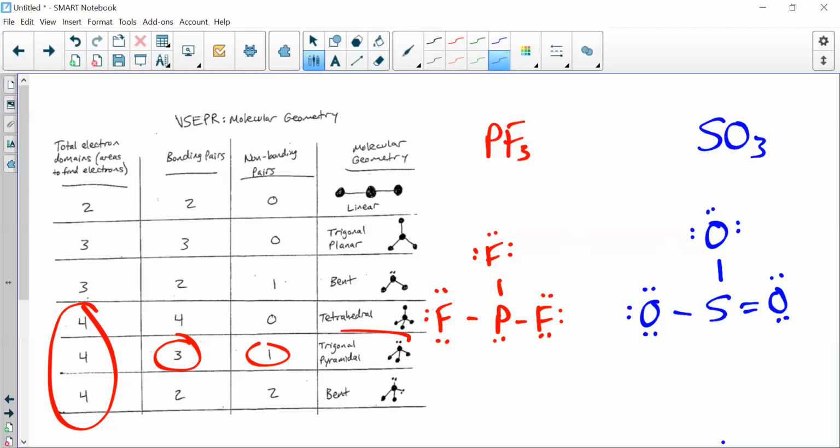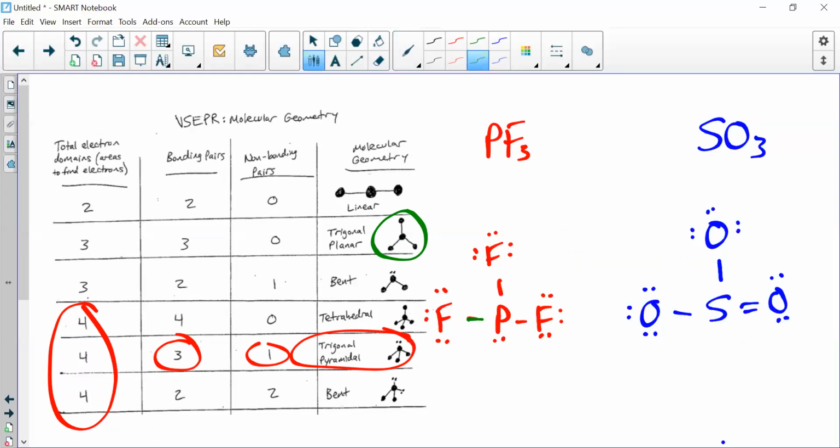This is going to be a trigonal pyramidal shape, just like in that little picture there. That lone pair skews down the 3 fluorines. If that weren't there, it would be trigonal planar. It would look like this one, but the presence of the lone pair on that central atom pushes those legs down.